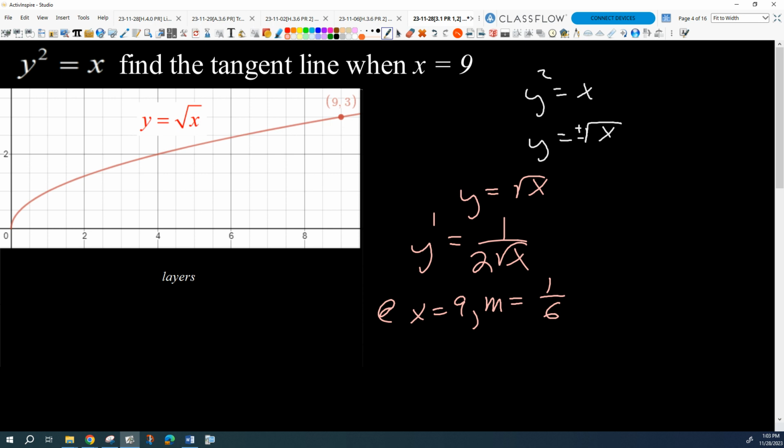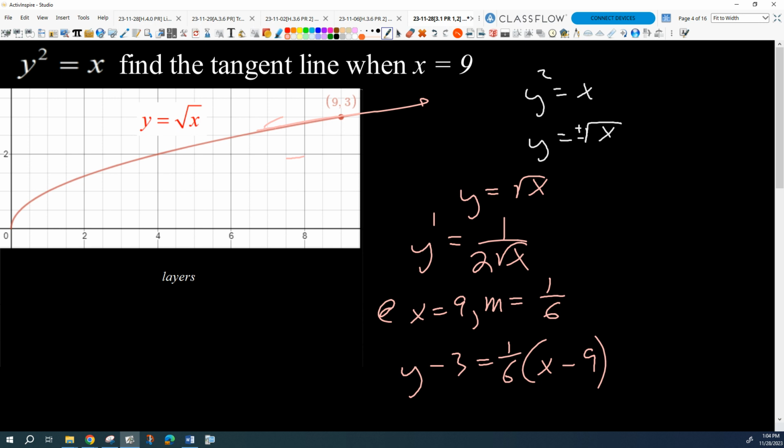And so we would just get this line, y minus 3 equals 1/6 times x minus 9, right? And I could put that in fancy slope-intercept form if I want to, but it's just going to look like that. There's my tangent line.